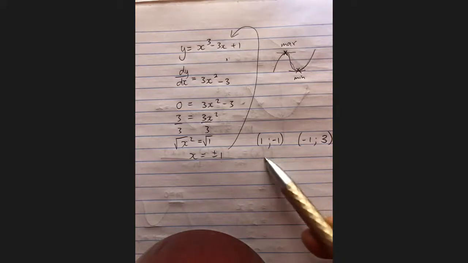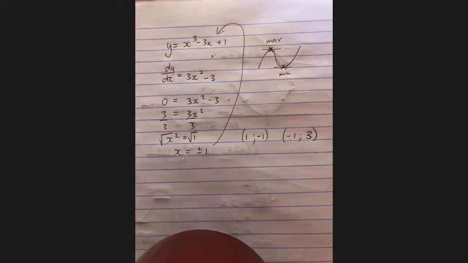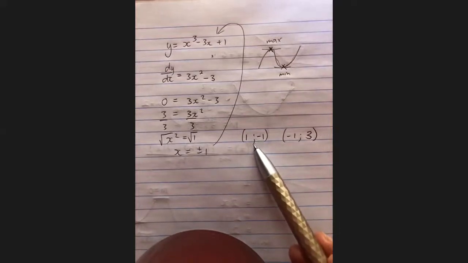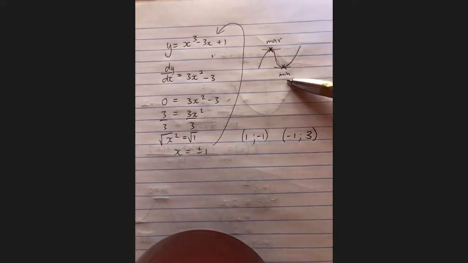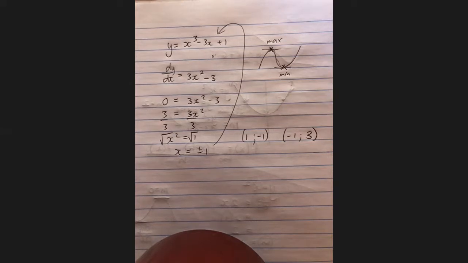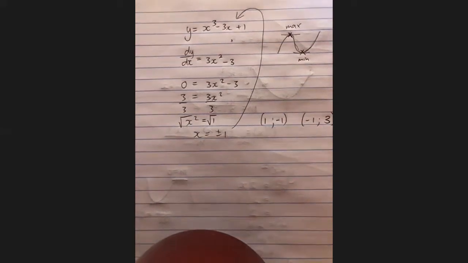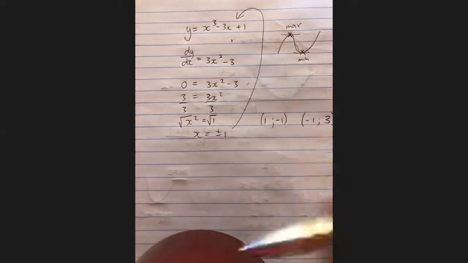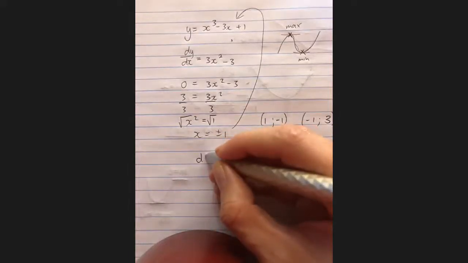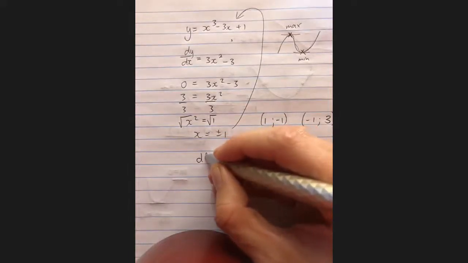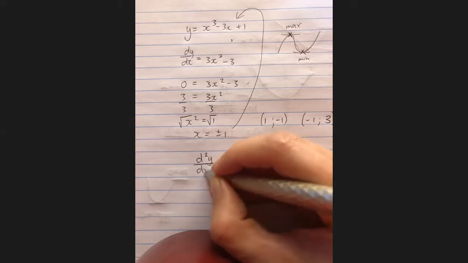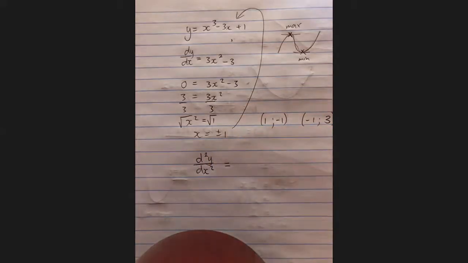So now that I've got my two turning points, or my stationary values, let me show you how to classify them, because I can tell you now, one has to be maximum, one has to be minimum. So how do I do that? I go into something called the second derivative, and check my notation. I've already derived. Now I'm going to derive again. So the notation is going to be d squared y over dx squared. Let's just derive it again.